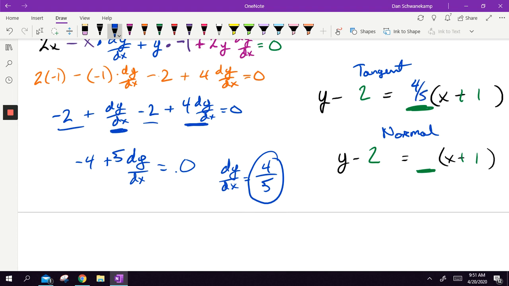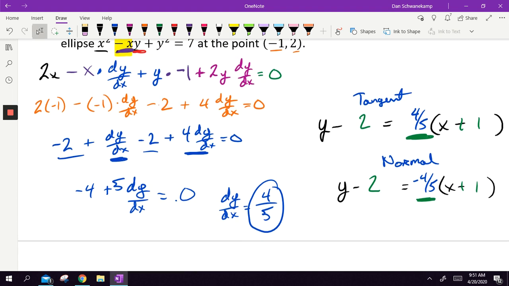That's my tangent line. Remember what normal line means. A normal line is the opposite reciprocal. It's a perpendicular line. And so everything's going to be the same, but it's going to be negative 5/4 right there. Okay? Implicit differentiation: the only thing we added was including a dy dx. That's it. Don't let it be harder than that.